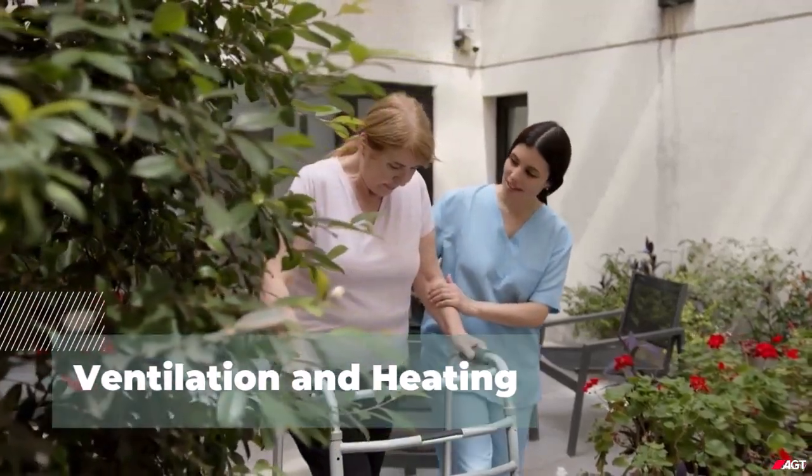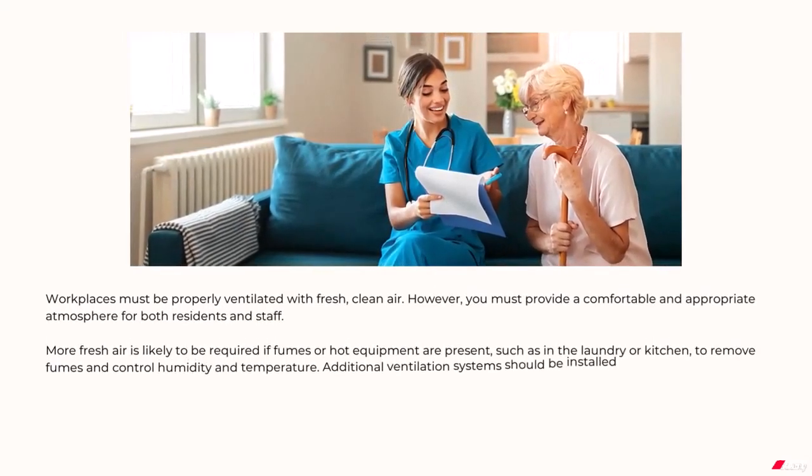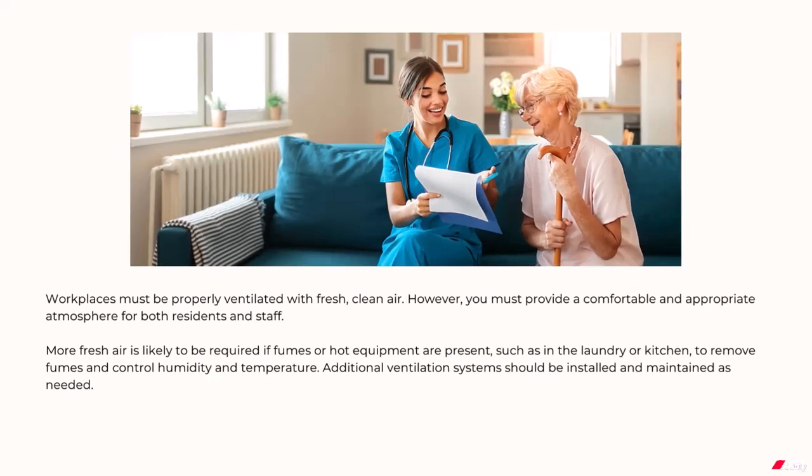Ventilation and heating. Workplaces must be properly ventilated with fresh, clean air. However, you must provide a comfortable and appropriate atmosphere for both residents and staff. More fresh air is likely to be required if fumes or hot equipment are present, such as in the laundry or kitchen, to remove fumes and control humidity and temperature. Additional ventilation systems should be installed and maintained as needed.